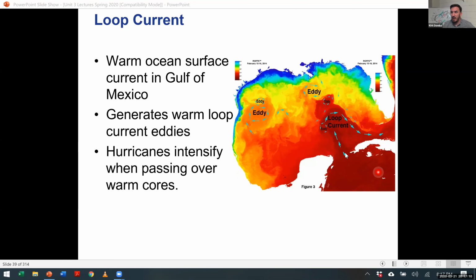There you go. You can kind of see what it actually looks like with the temperature of the water. You can kind of detect when the loop current comes into and then flows back out of the Gulf, joining the rest of the Gulf Stream.